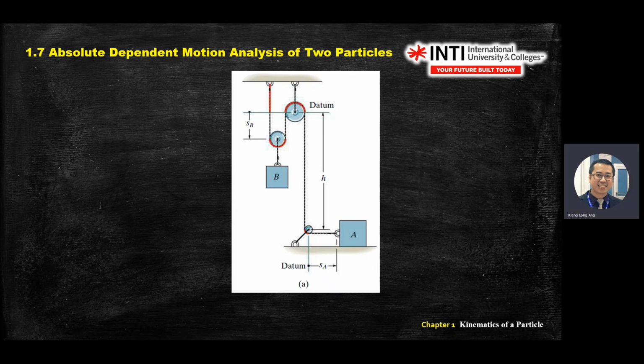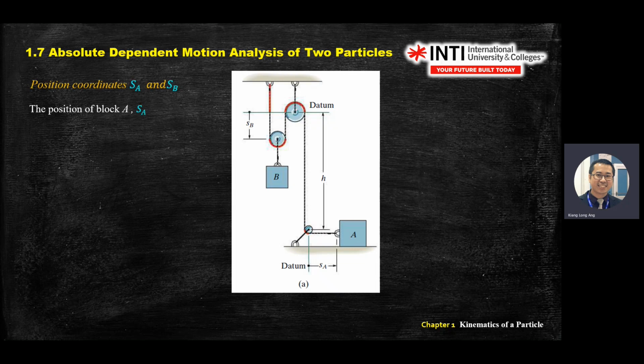So first, total length. How to find total length? Total length equal to. You can either start from the left or the right. I always start from the left. So equal to SB plus SB plus H plus SA. Okay.